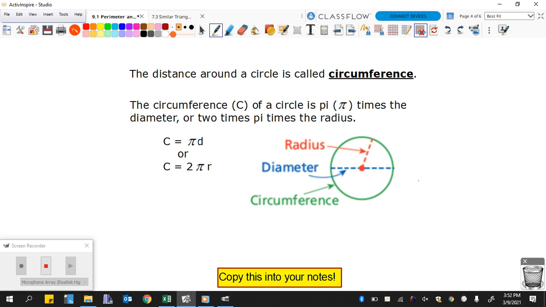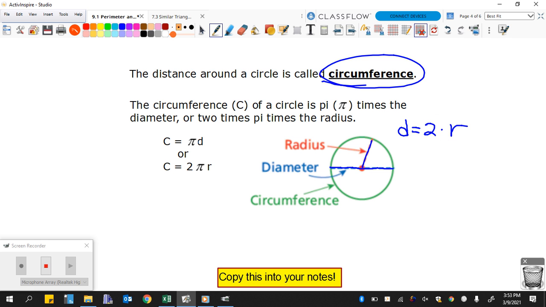Now, if we're talking about a circle, the distance around it is called the circumference. We need to talk a little bit about the different parts of a circle. A line that goes from one side through the center of the circle over to the other side is called the diameter. The other part is called the radius. That goes just from the center out to the outside edge. So the diameter is 2 times the radius. It's twice as long as the radius, or a radius is half the diameter.